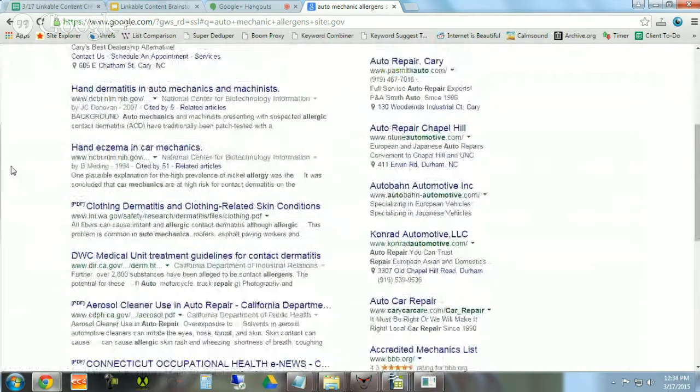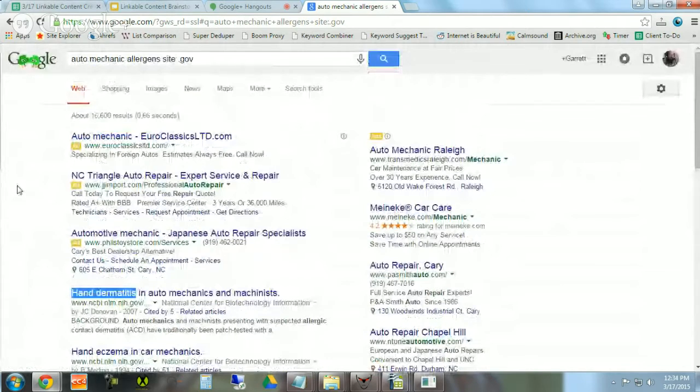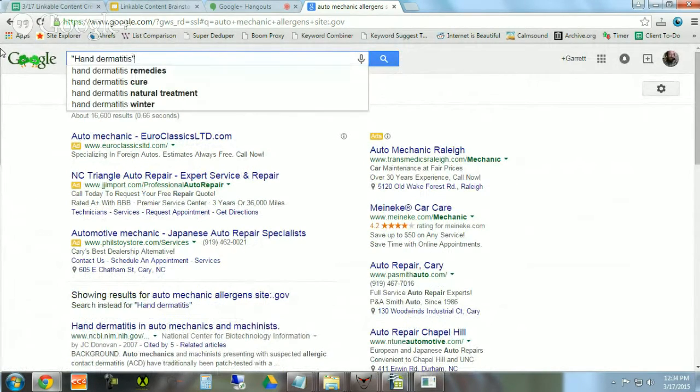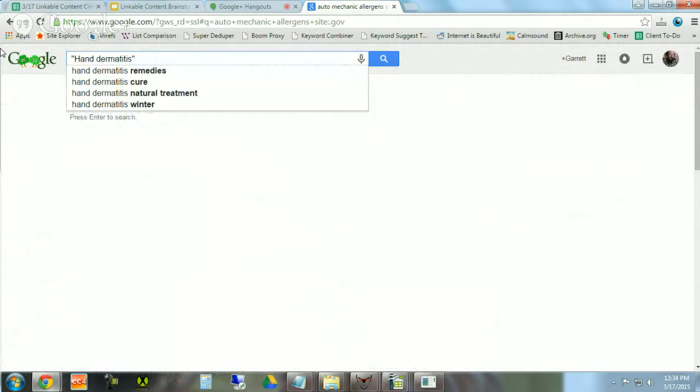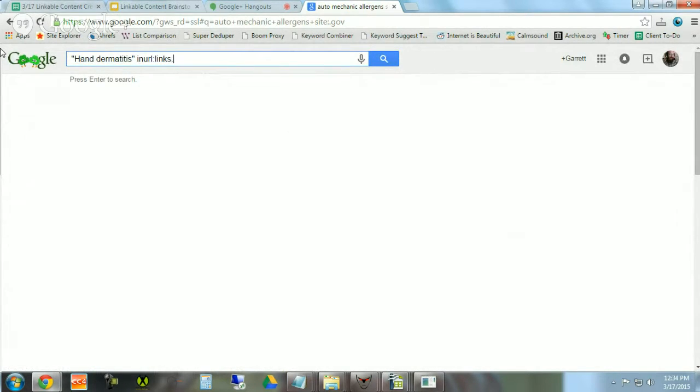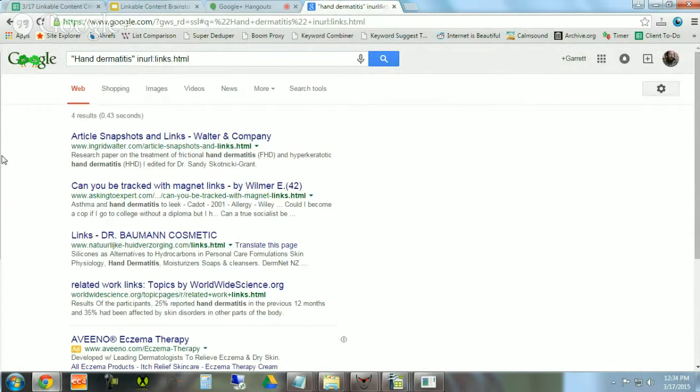So look at this title here: hand dermatitis in auto mechanics and machinists. So hand dermatitis, ladies and gentlemen, I would humbly submit is a topic that's related to auto repair. All right, so now we can say, hand dermatitis, let's check that out as a potential topical link direction. Links.html. Only 4, so this may not be the most productive way forward as far as prospecting.